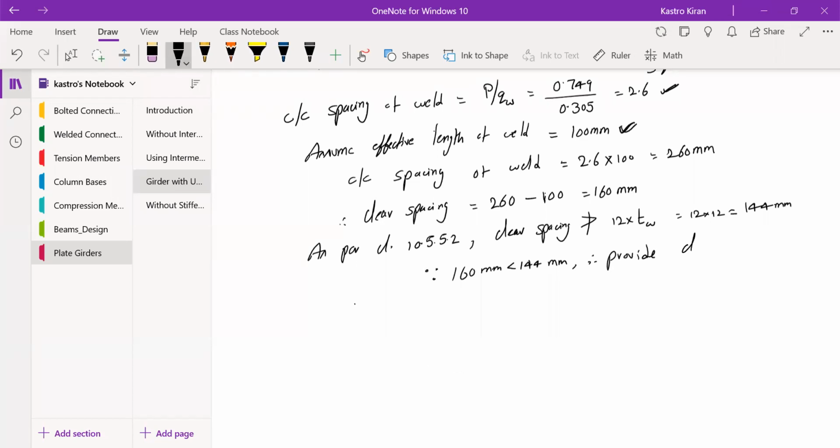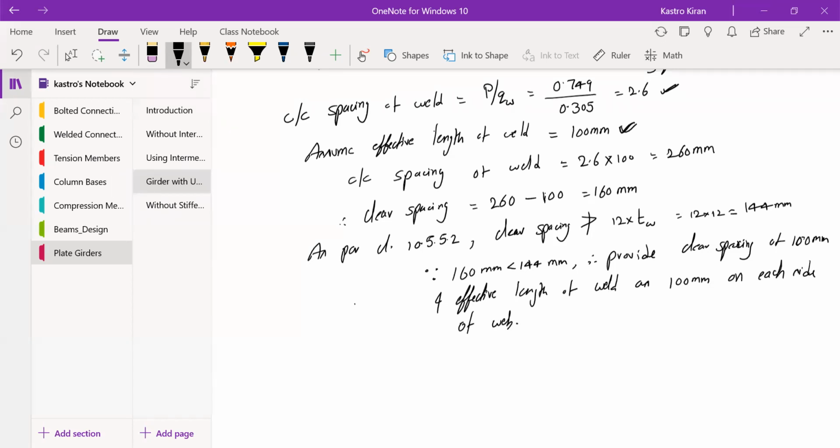provide clear spacing of 100 mm and effective length of weld as 100 mm on each side of web.